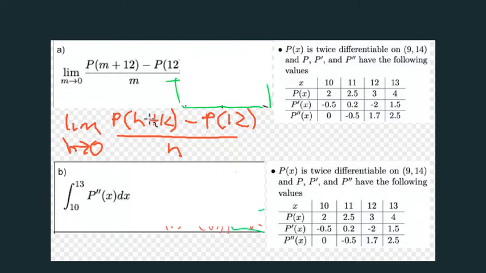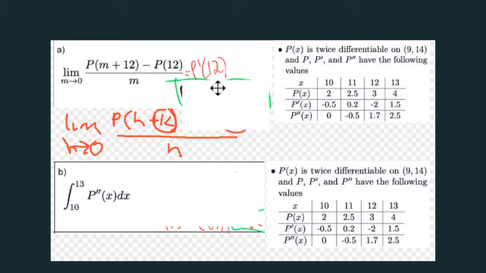So look at that. It looks like the difference quotient, rise over run. Instead of x, we seem to be using the number 12, which would mean x equals 12. And if it is a limit as h approaches 0, we're turning a secant into a tangent. What is this question asking for? It's asking for the derivative of p of x when x equals 12. It's just p prime at 12.